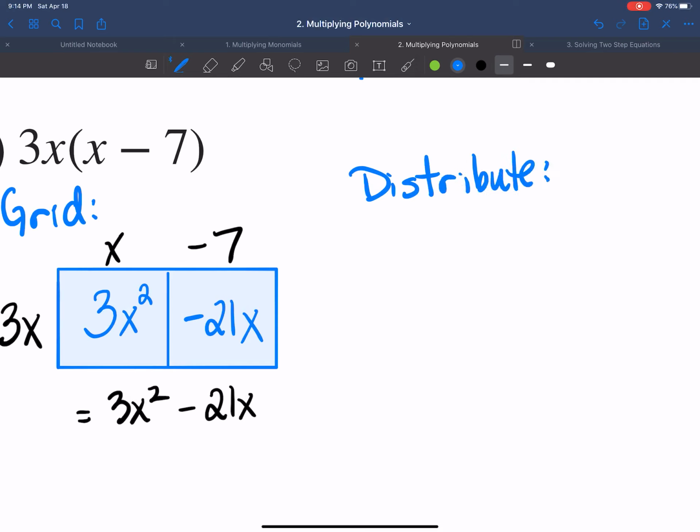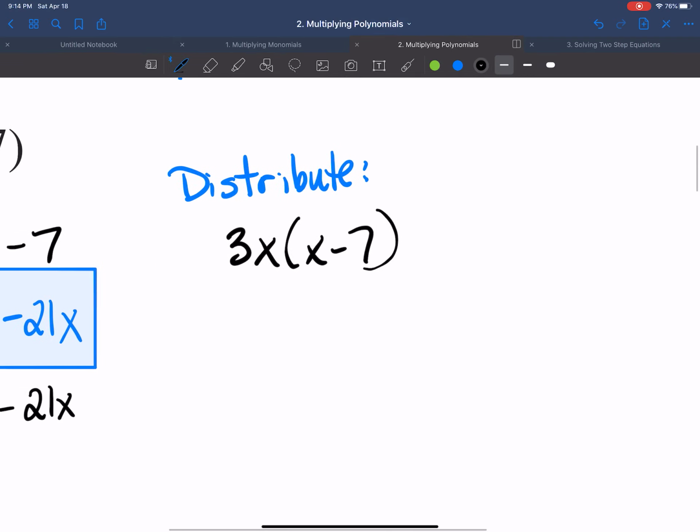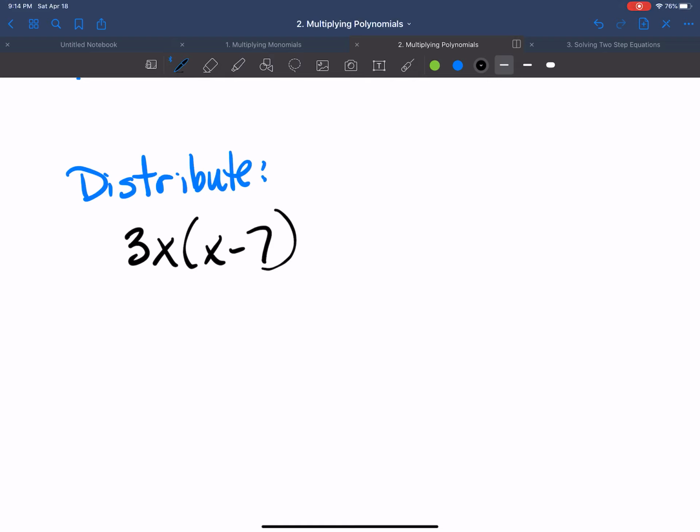Or distribute. So I'm going to rewrite it. I have 3x times x minus 7. So if we're just going to distribute only, I'm going to take the 3x, draw an arrow, and multiply with x.